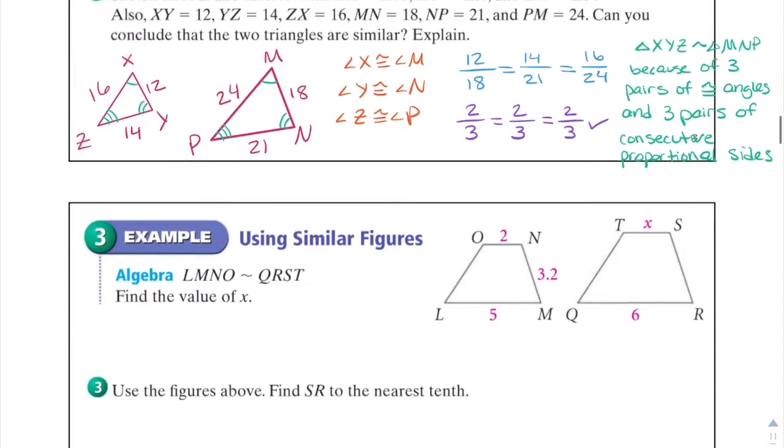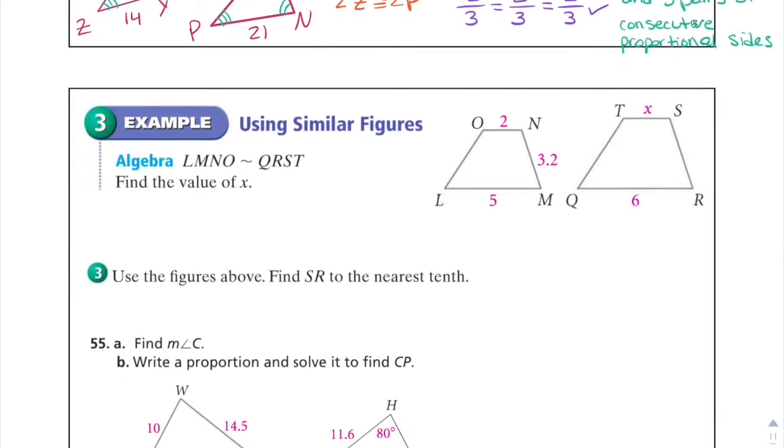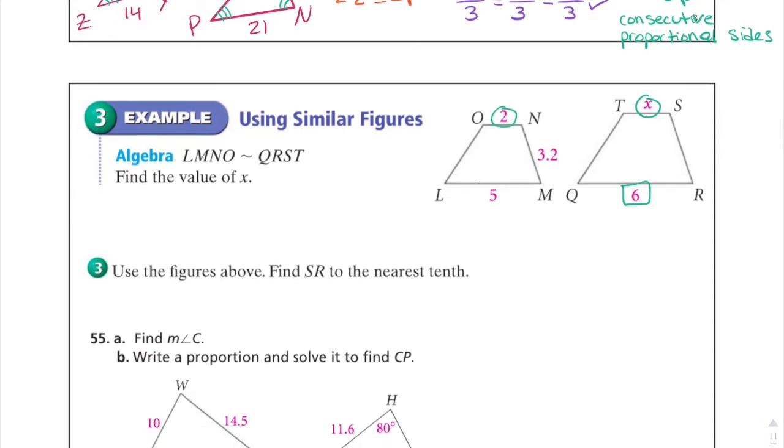All right. Next one, example 3. We have LMNO and QRST. Take a look at the order. LMNO, QRST. So it goes in the same order. It hasn't been reflected, so that's good. Find the value of X. So in this case, TS, because it's similar, has to be proportional in ratio with 2. And 6 here has to be in ratio with 5.